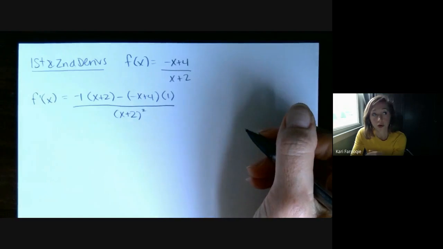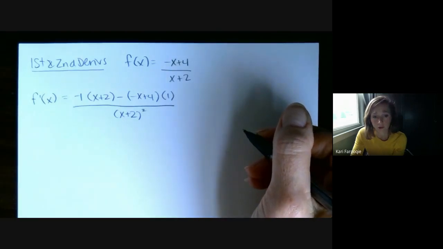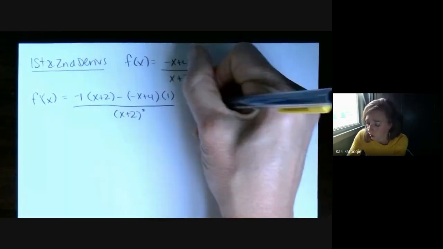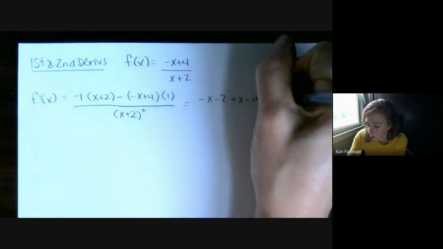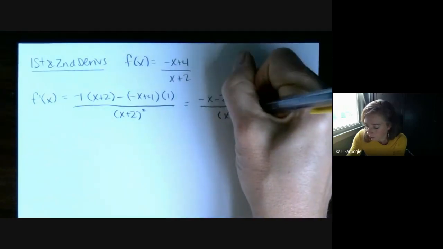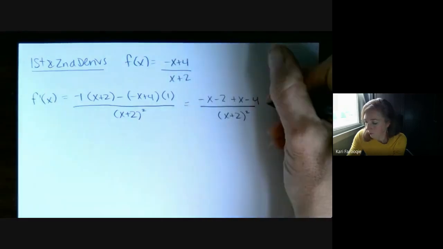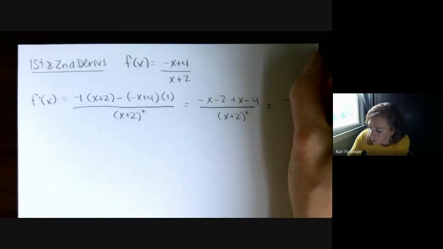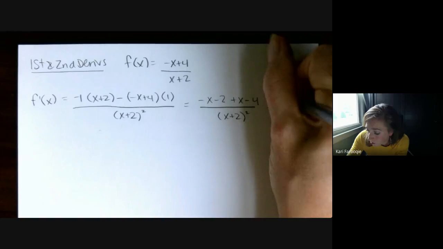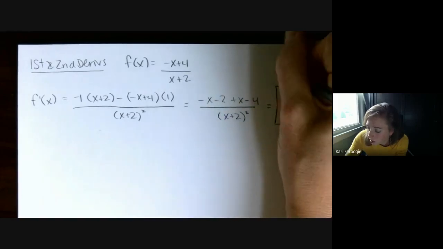Now remember, we're looking for critical numbers here once we simplify our derivative. We have negative x minus 2 plus x minus 4. Negative x plus x gives you no x's. And then in your numerator, you can simplify that to negative 6. And if I were you, I would put a big box around this so that you can find it easily.